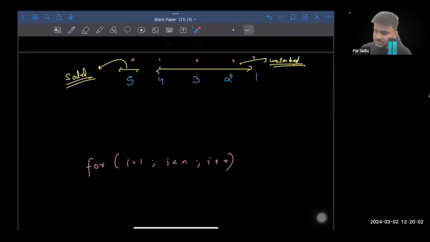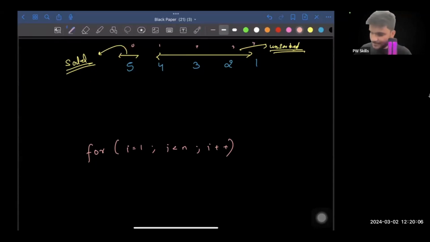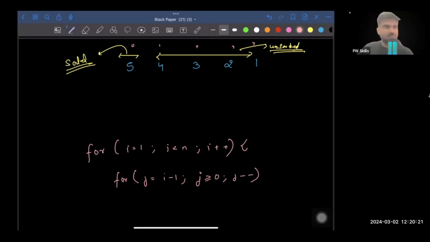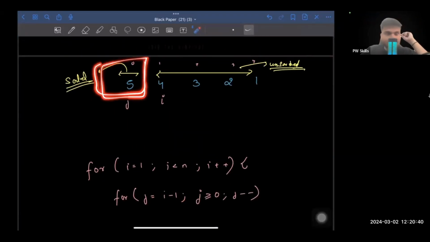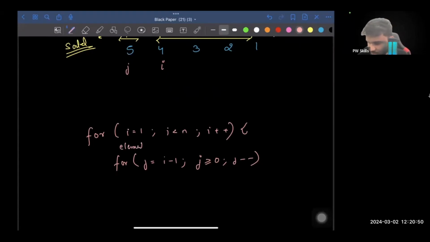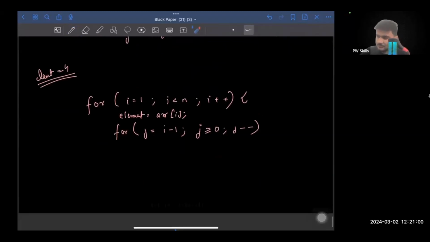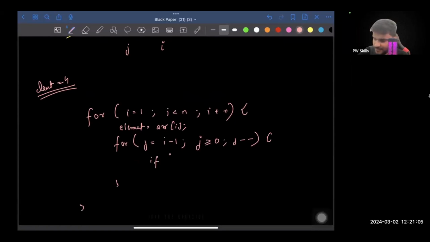And now, I have to take a look at the left side. So I'll say, for j equals i minus 1, j greater than or equal to 0, j minus minus. That means, let's say i is here and j is here, because you have to go to the left side. So we have to do a reverse loop. We start with i minus 1 because you start with the last element of the sorted region, and you go till the 0th index. Then we will say element equals arr at i. So in our case, currently, element equals 4. Now we will check if arr at j is greater than element.